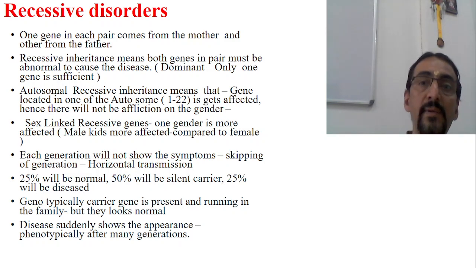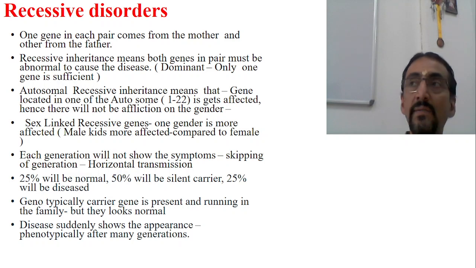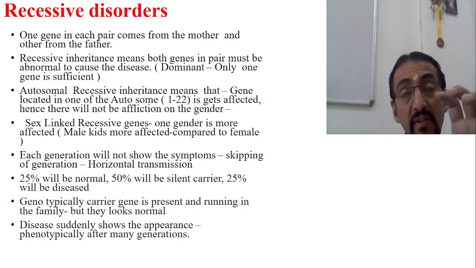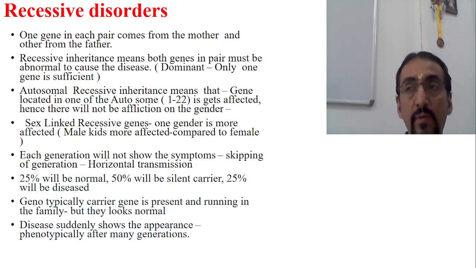Okay. Now usually the presentation goes like this. Each generation will not show the symptoms. Males and females are equally affected. Okay, in the case of autosomal recessive disorders, not in the case of X-linked recessive disorder. And in the case of recessive disorders, 25% will be normal. That means a recessive mother married to a normal father. Suppose the male is normal, and the female is recessive for some gene.